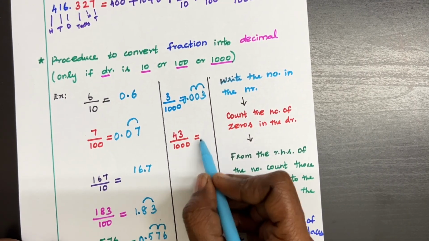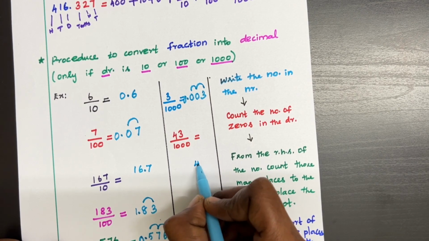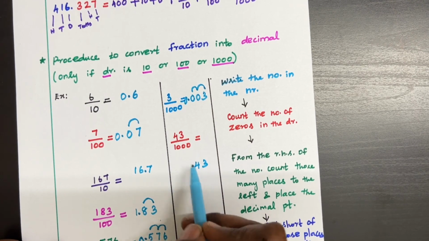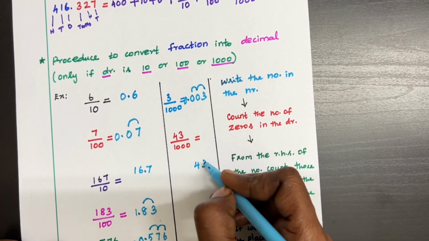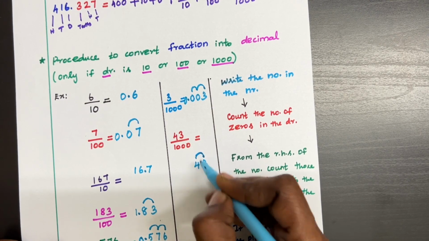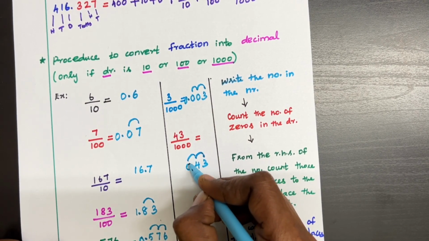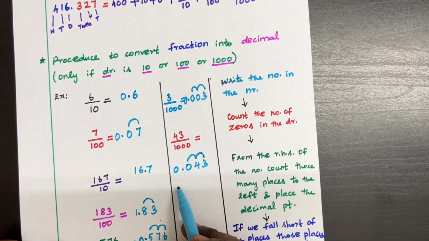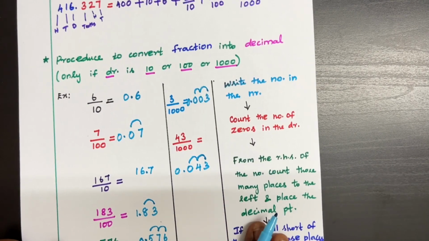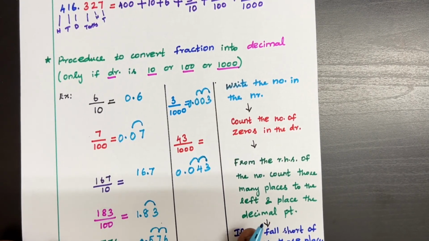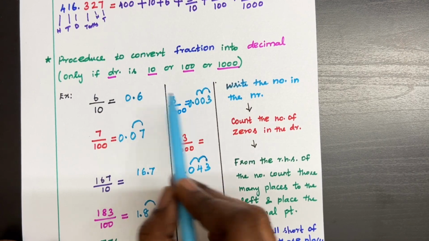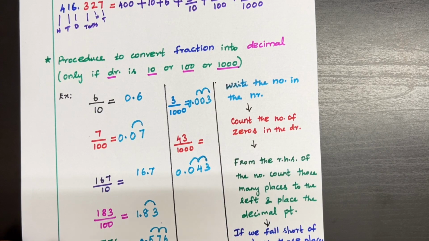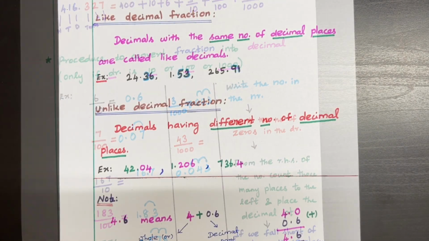See here, 43 divided by 1000. I will write it here. 43. How many zeros in the denominator? 3. I am going to count 3 from the right. This is my extreme right. So this is 1, this is 2 and this is 3. Point. So 43 by 1000 is 0.043. This is the way to convert a fraction into a decimal if the denominator is in the form of 10, 100 or 1000, or 1 followed by n number of zeros.